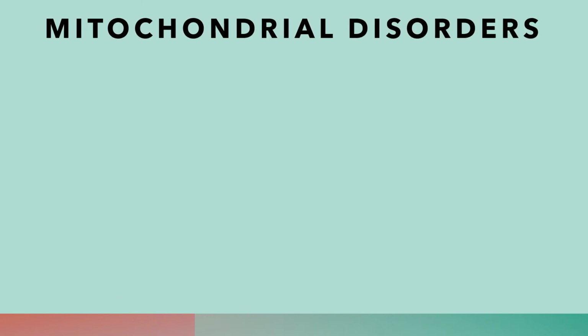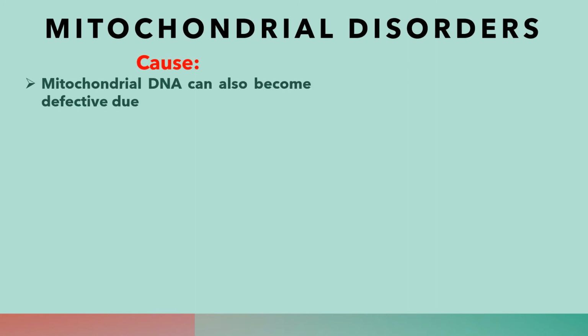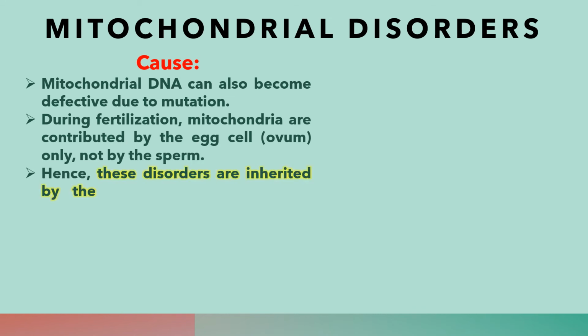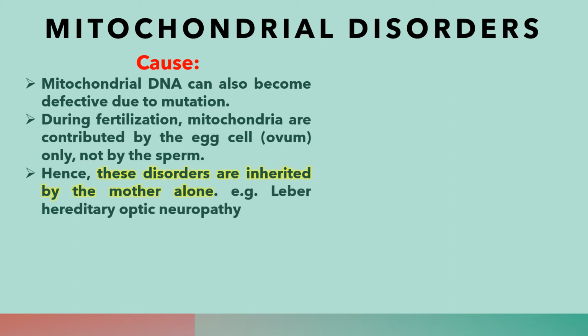The third type of genetic disorder, mitochondrial disorder. Mitochondrial DNA also can become defective due to mutation. During fertilization, mitochondria are contributed only by the egg cell and not by the sperm. Hence, these disorders are inherited by the mother alone. And one example is Leber hereditary optic neuropathy.